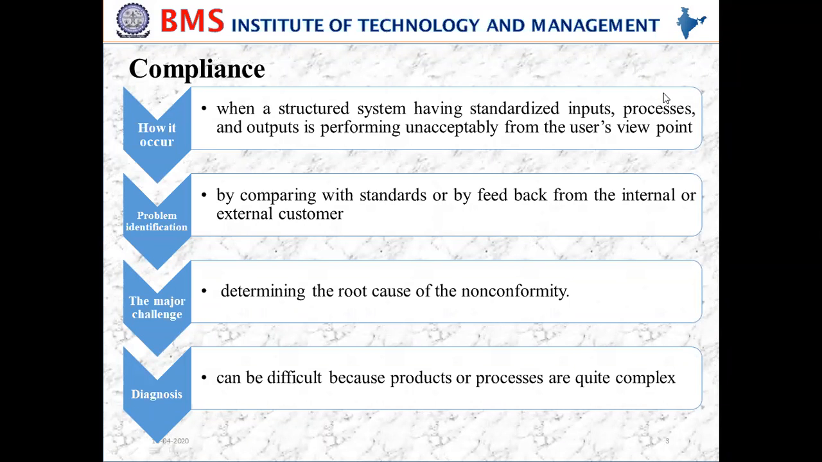So how to identify these kinds of problems? By comparing with the standards, or by feedback from the internal or external customers. If the performance is not acceptable from the customer point of view, you can find out by using the feedback. For internal customers, we need to set the standards for each and every process and compare with those standards. If there is any deviation, then we can say there is a compliance problem.